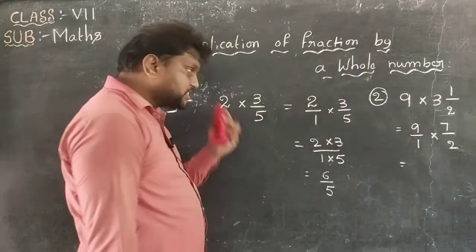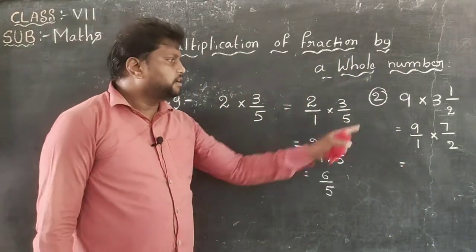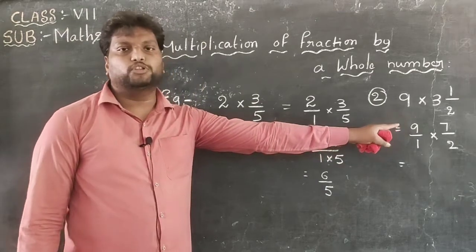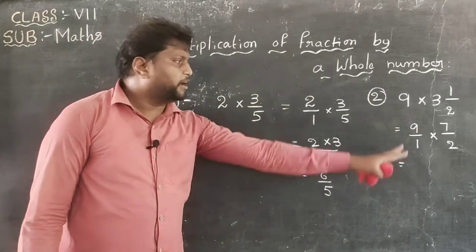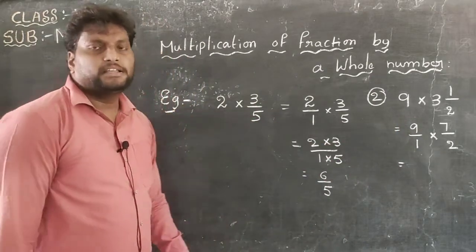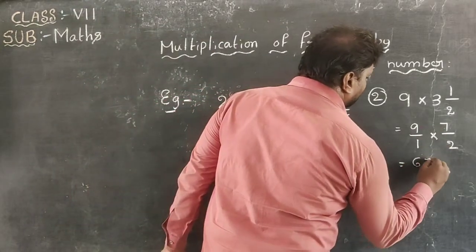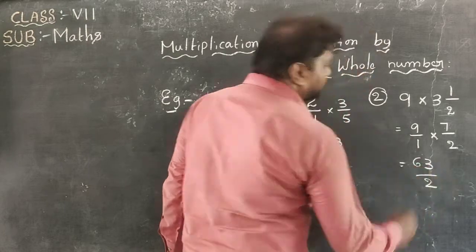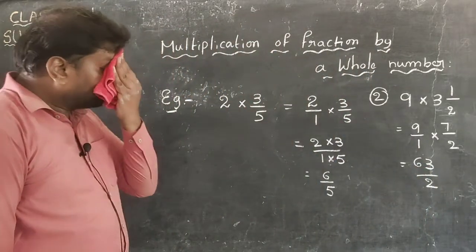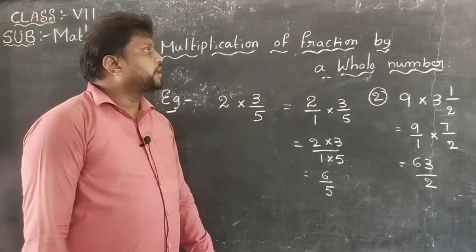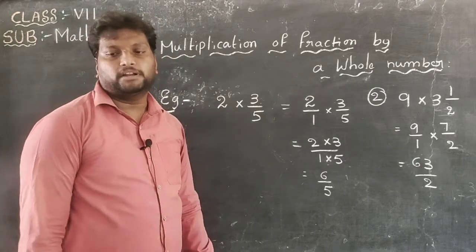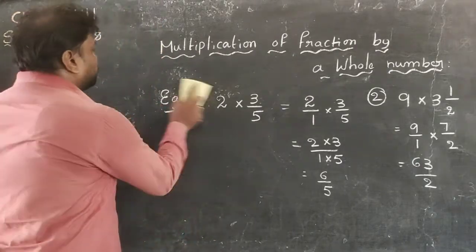7 by 2. Now just check whether cancellation is possible or not. See, 9 and 7 are both odd numbers, divided by 2. There is no cancellation. That's why directly do multiplication. 9 7s are 63 by 2. This is the multiplication of a fraction by a whole number. Now we will show the same process.